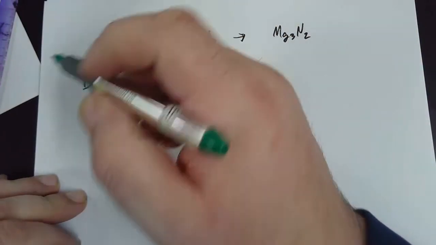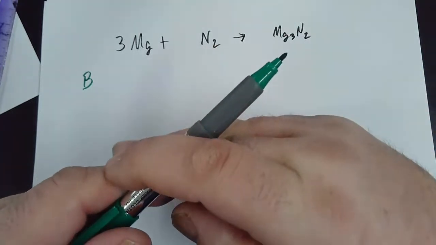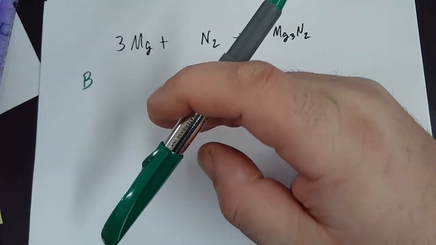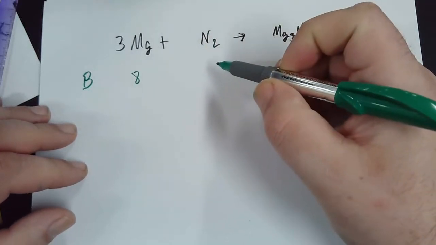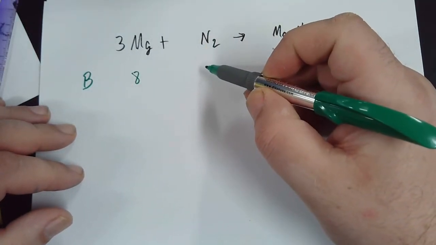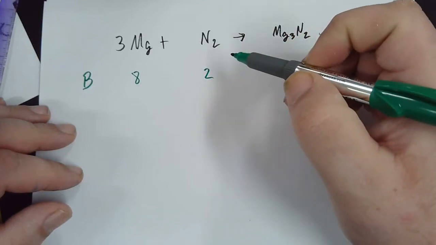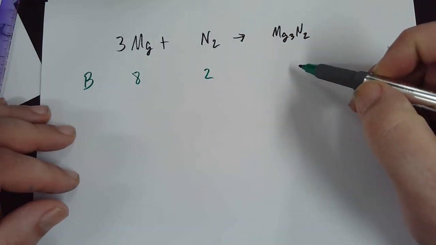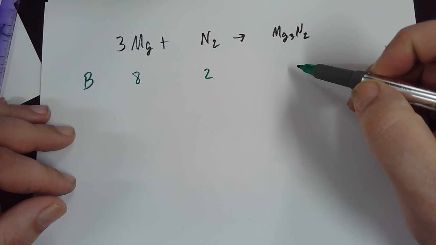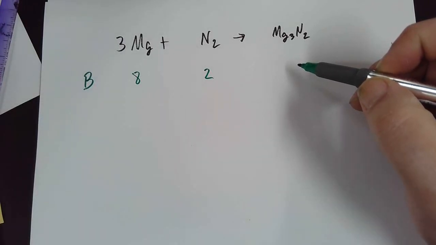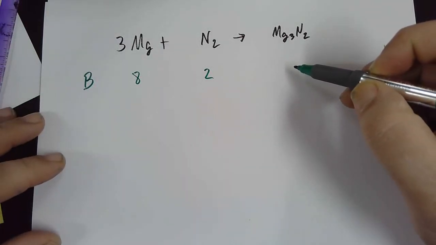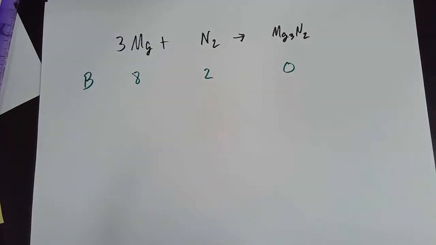So our B, if you remember, comes from the question. So number one tells me that I have 8 atoms of magnesium, and I have 2 molecules of nitrogen. How many molecules of the magnesium nitride do we have? Have we done this reaction at all? No. So there should not be any products. So this is 0. Everybody cool with the B part of the BCA?